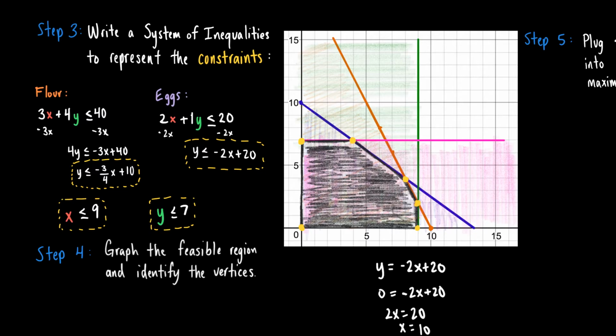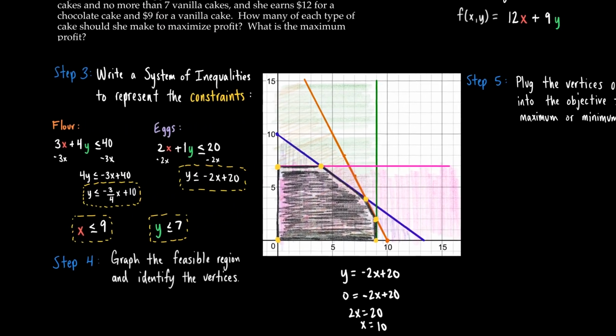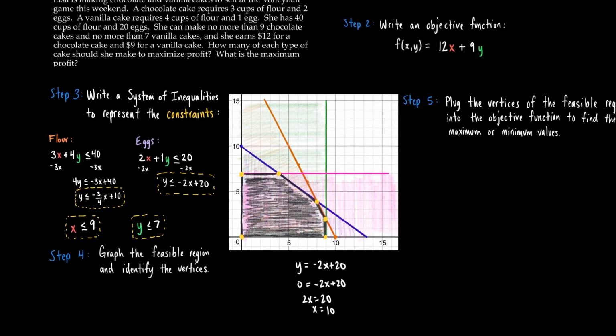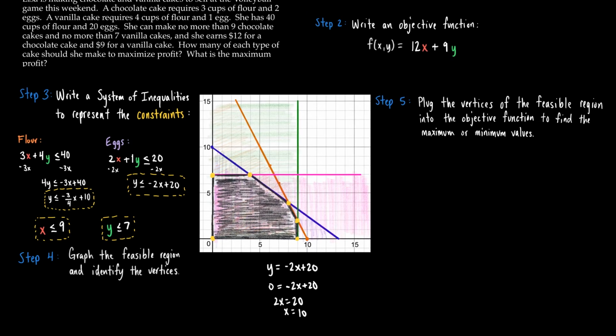Okay, so we're going to identify the vertices, and then we're going to check each vertex. Vertices is the plural of vertex, which is singular. So I'm reading step 5 here. We're going to plug the vertices of the feasible region, which are these 6 yellow points, into our objective function to figure out which one generates the most profit.